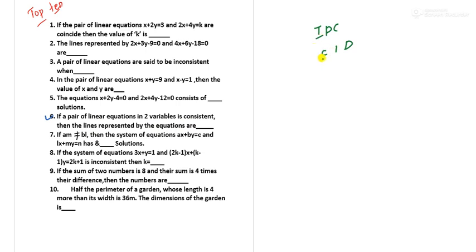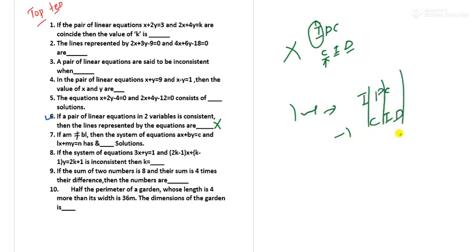So same, consistent, independent, dependent, inconsistent, dependent. For I it is, for C it is, I represents intersecting. The answer is intersecting. That's all. It's very simple. You have to remember this trick. IPC, they represent the lines, and the type of equation is CID. You have to just compare. That will be the answer.